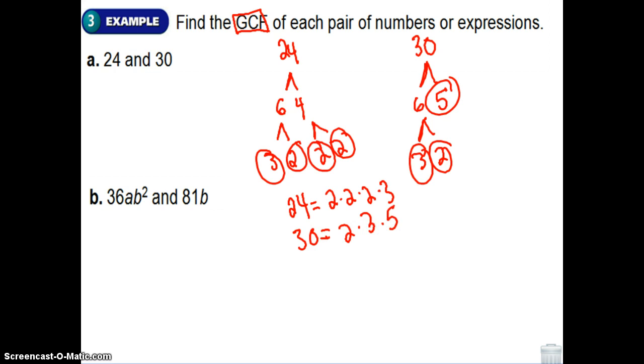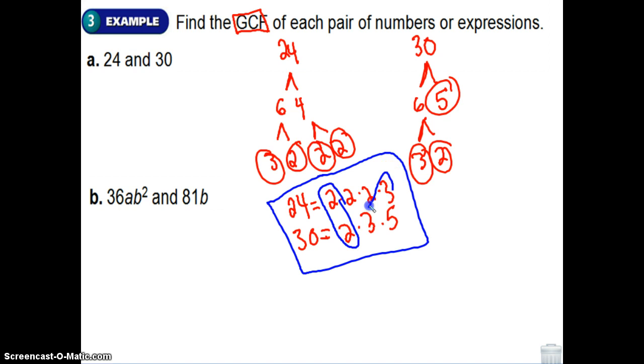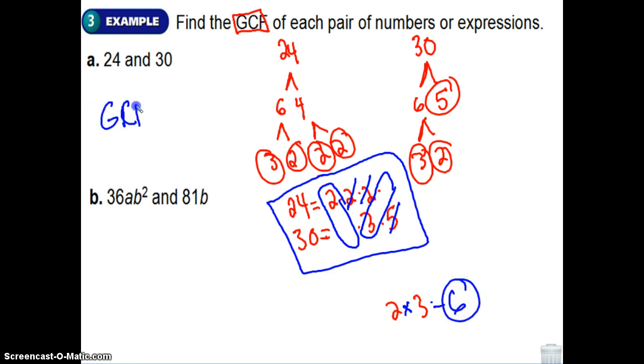Now how do you find the greatest common factor? All you have to do, once you write these down like this, is find out what they have in common. So they have a 2 in common. They also have a 3 in common. The other 2's and the 5 we're not going to worry about. That means you take one of the 2's and one of the 3's and you multiply them. 2 times 3 is 6. So the greatest common factor of these two numbers equals 6.